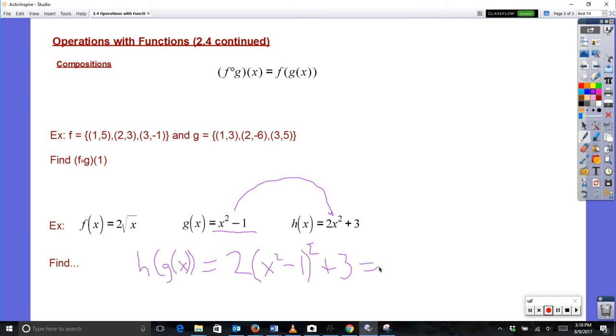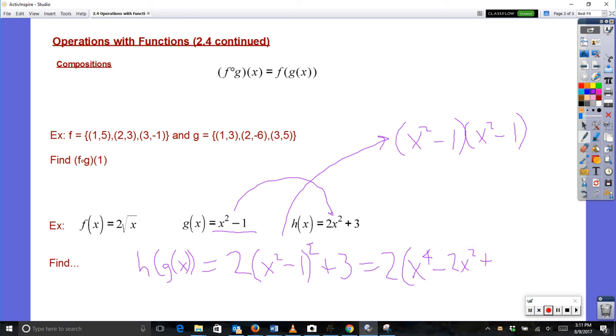So that x squared minus 1 squared means you've got to take x squared minus 1 times another x squared minus 1. You've got to distribute that and FOIL it. You can't just bring in a squared when you've got addition or subtraction between your terms. So you can check your work on that, but when we FOIL that out, we would get x to the 4th minus 2x squared plus 1.